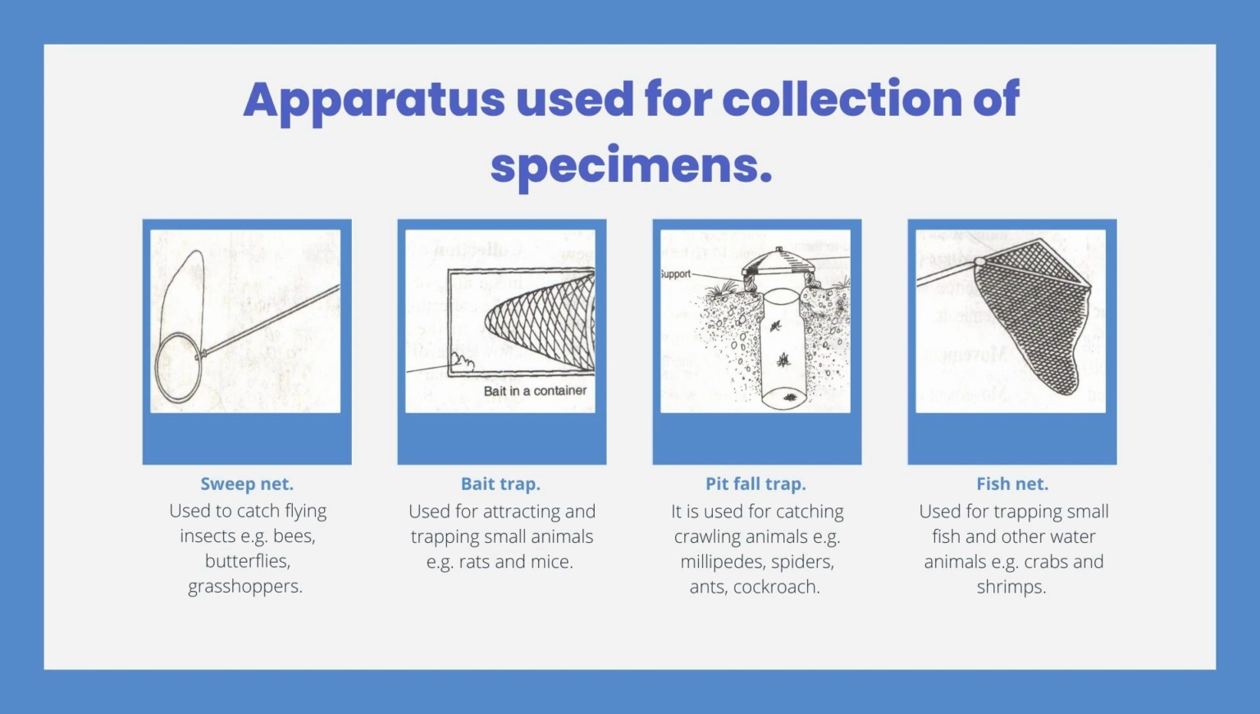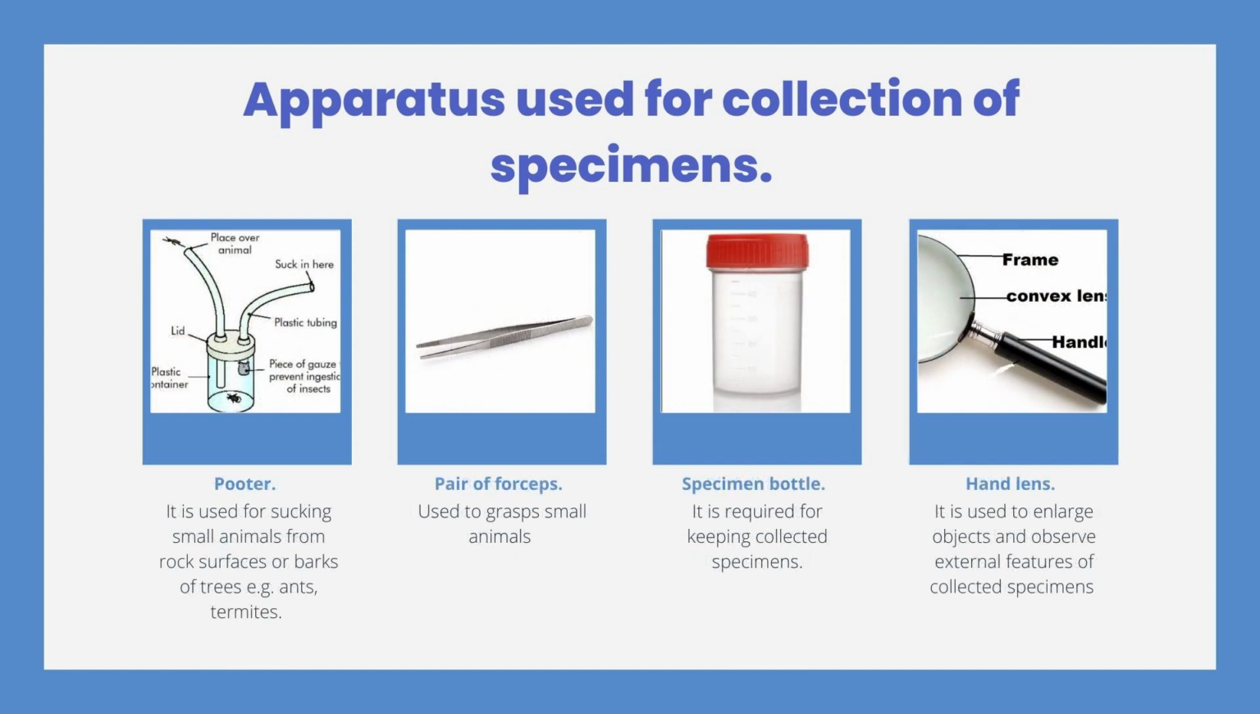The third apparatus is the pair of forceps, which is used to collect dangerous specimens such as scorpions. The fourth apparatus is the bait trap, which attracts and traps specimens such as the rat. The bait is put there to attract, and then it will trap the specimen that is being collected. We have the fifth apparatus, which is the specimen bottles, where we store the specimens that have been collected. After we collect them, we store them in a specimen bottle.